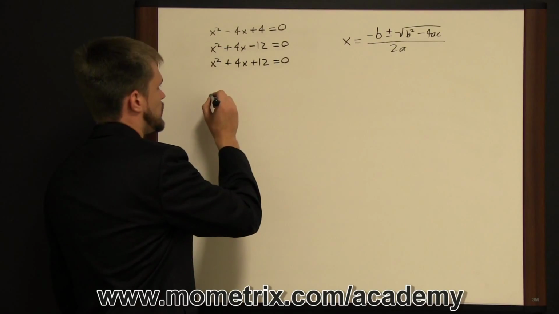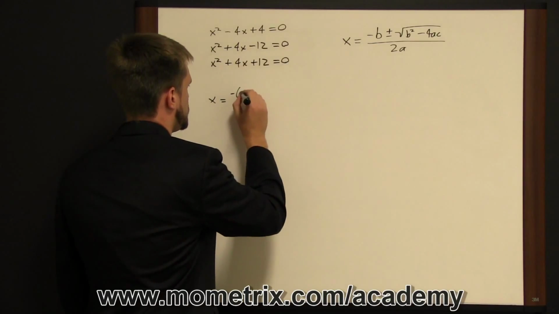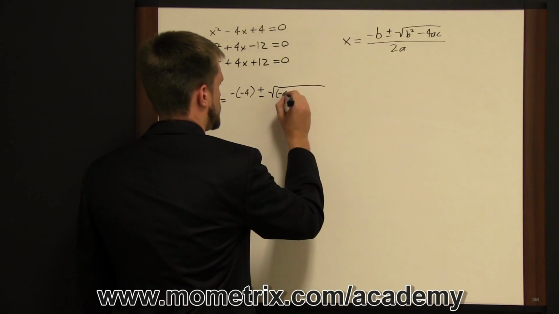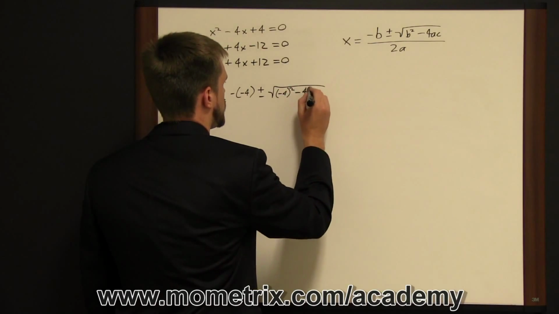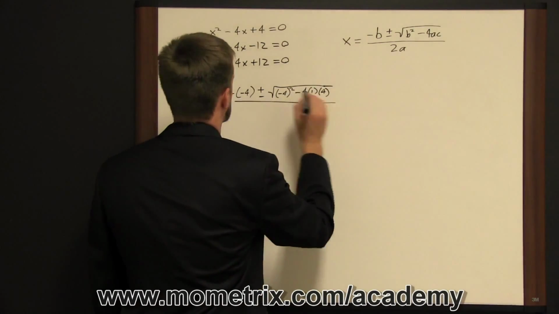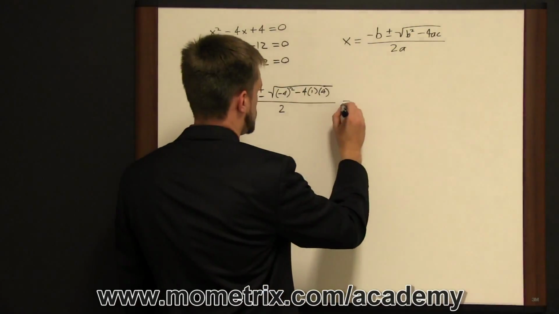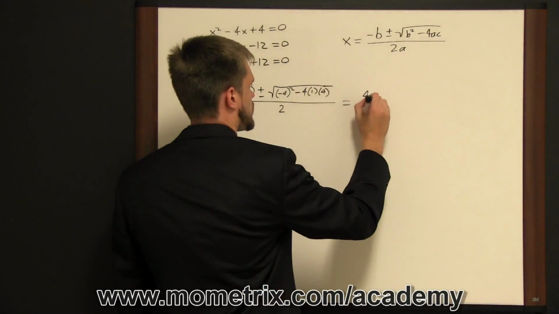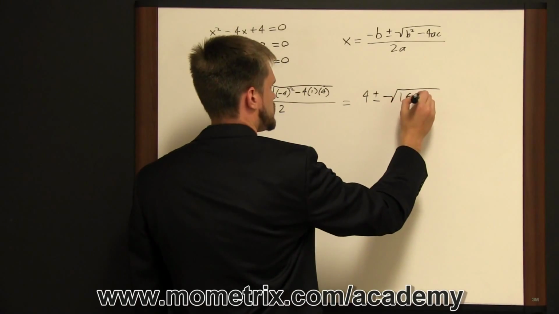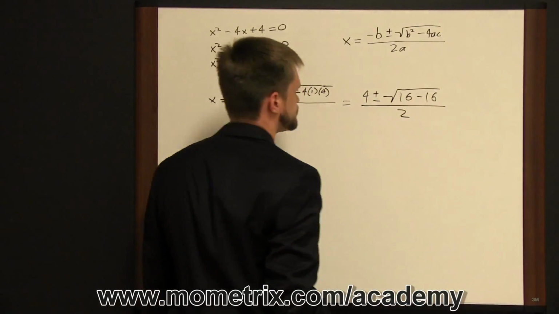So for this first one, we have x equals, b is negative 4, so negative 4 plus or minus the square root of negative 4 squared minus 4 times 1 times 4, over 2 times 1, which is 2. So we can go ahead and simplify now. Negative negative 4 is 4, plus or minus the square root of 16 minus 4 times 4, which is 16, over 2.